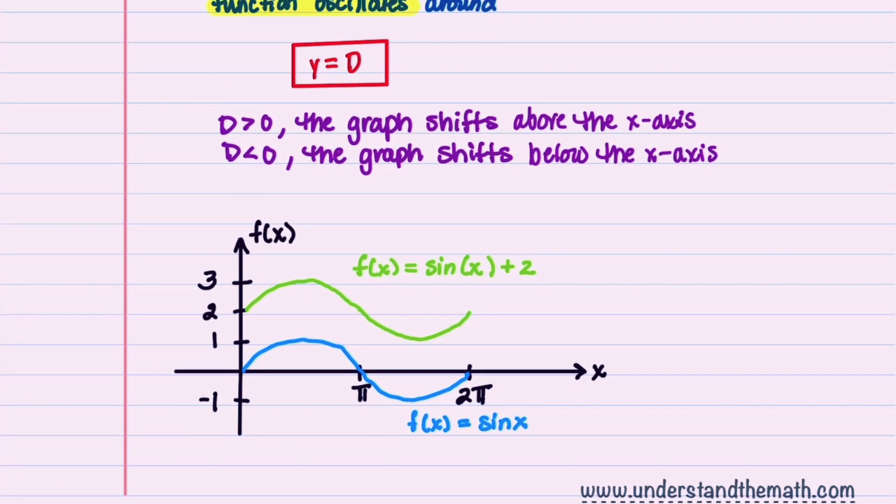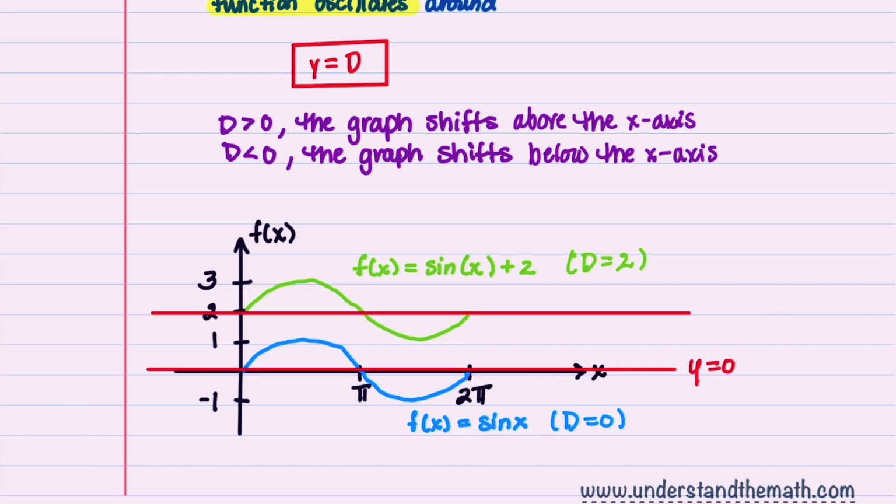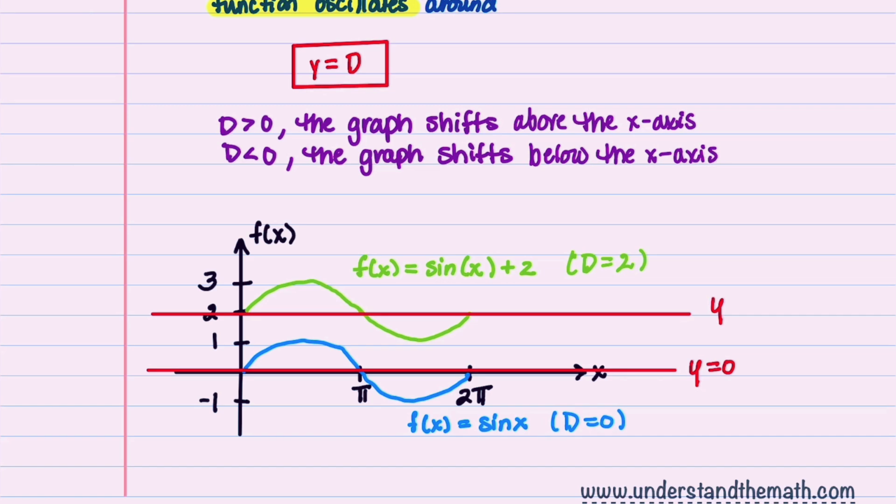In our blue function, d is equal to 0, and our midline is y is equal to 0. We'll graph that in red. In our green function, d is equal to 2, and our midline is y is equal to 2, which we'll also graph in red. From the graph, you can see that the function oscillates around this midline.